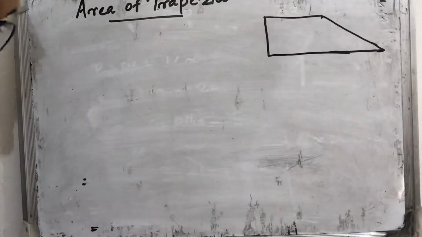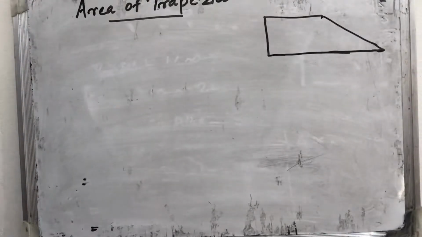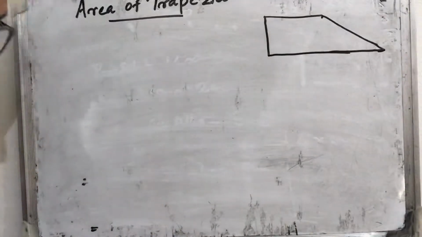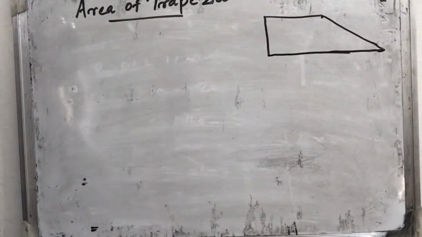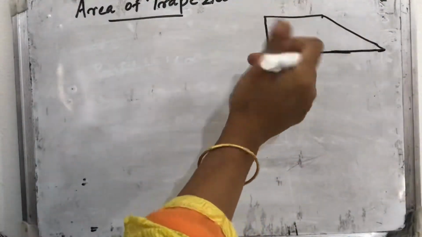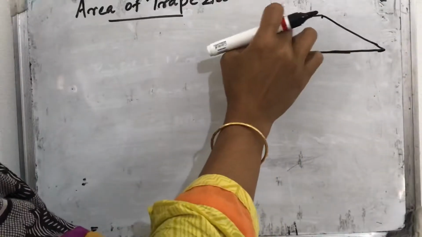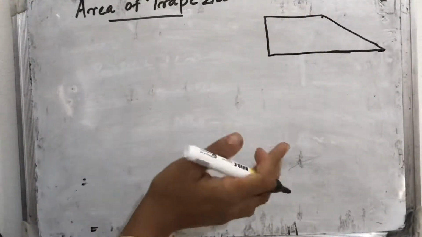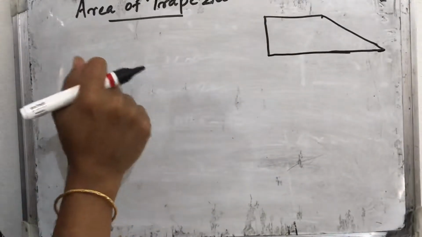Today we will find a general equation for finding the area of a trapezium. What is a trapezium? It is a quadrilateral with only two sides parallel. The other two sides are not parallel. Such a quadrilateral is called a trapezium.